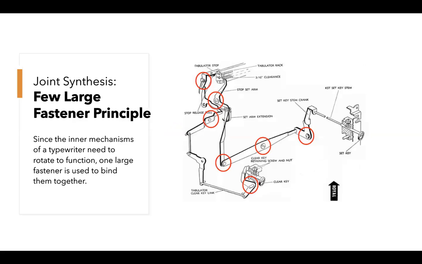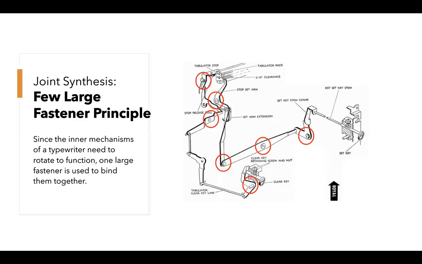The third observation that we made is a joint synthesis observation. This observation is called the few large fastener principle. So there's the many small fastener principle or the few large fastener principle. For most of the parts inside a typewriter, they need to rotate, meaning we can't have a bunch of small fasteners prohibiting these parts from rotating. So you need one large fastener at each of the joints connecting each part together, which is a very good reason to use large fasteners.